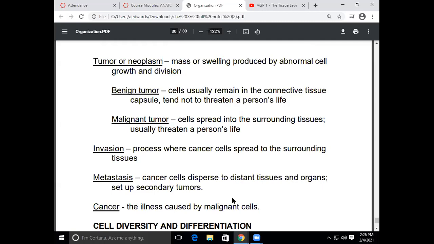We're talking about this because this relates to the cell cycle, right? Cancer is basically the cell cycle gone wrong. The invasion here is a process when the cancer cells start spreading to surrounding tissues. It's invading those tissues. Again, metastasis is when those cancer cells disperse to more distant organs and tissues, okay? And they can set up secondary tumors there, right?